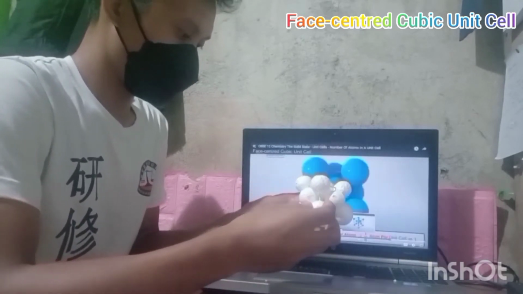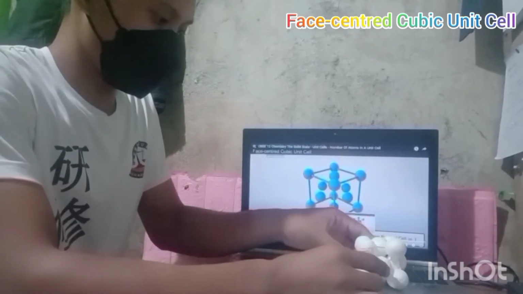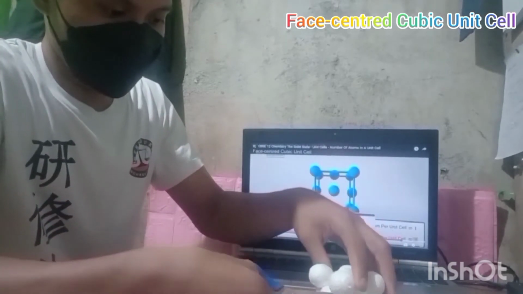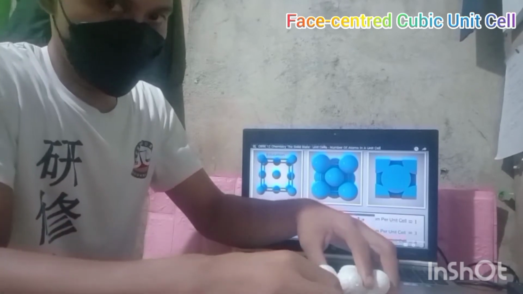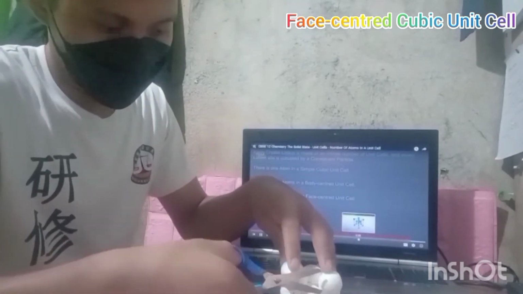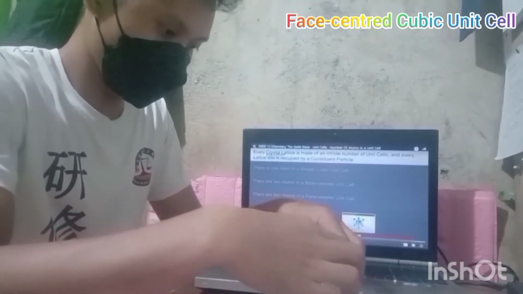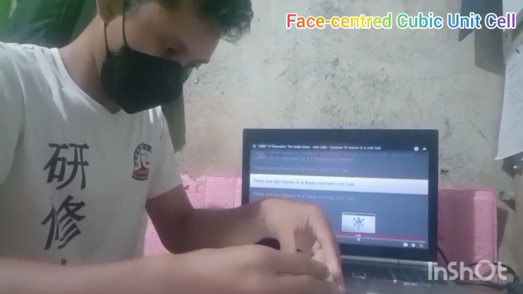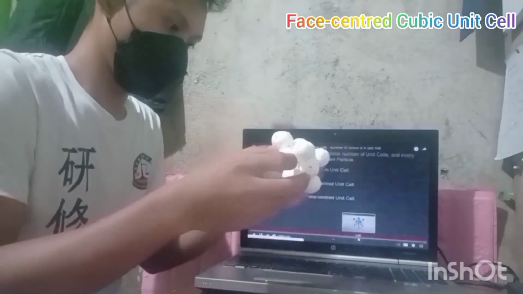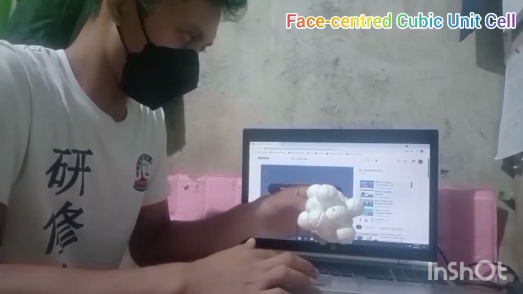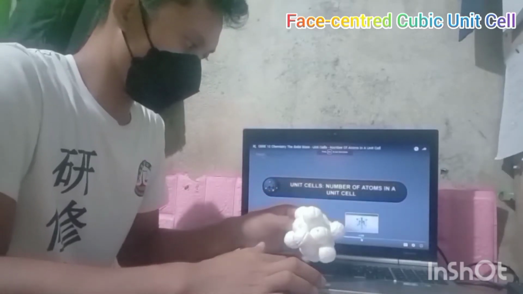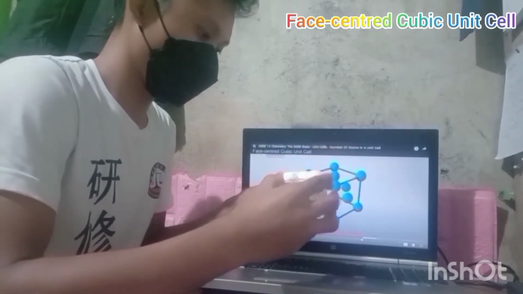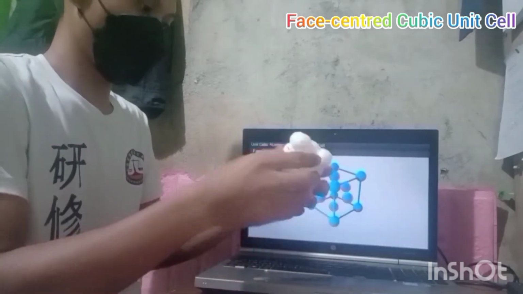It is clear that the atoms at the corners contribute 1/8 of their original volume each. In addition, there are 6 atoms at the 6 faces, which contribute half of their original volume each. The number of atoms at the corners per unit cell is equal to 8 corner atoms into 1/8 of an atom per unit cell, which is equal to 1.